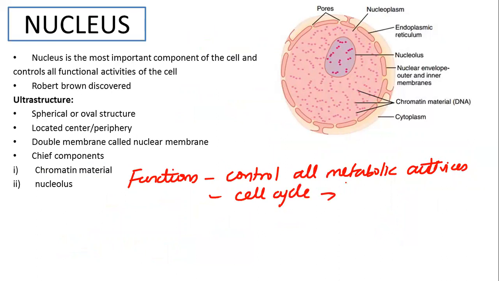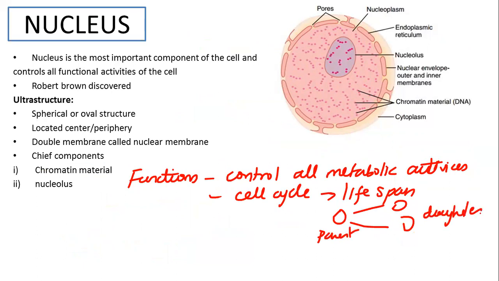What is the cell cycle? The cell cycle is nothing but the life cycle, the lifespan of a cell. Once the lifespan is about to be over, one cell will be divided into two cells, producing daughter cells. The parent cell produces daughter cells, and that process is also controlled by the nucleus.